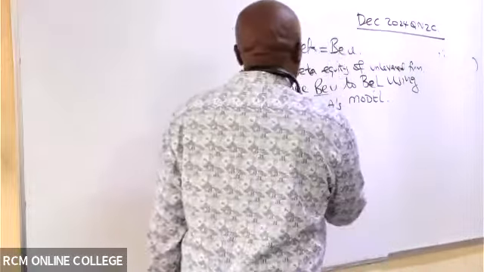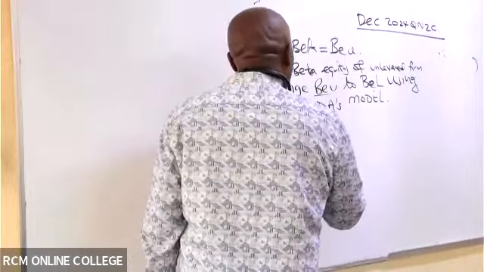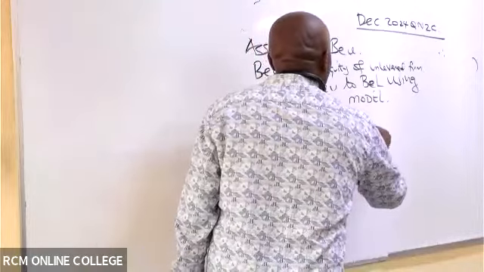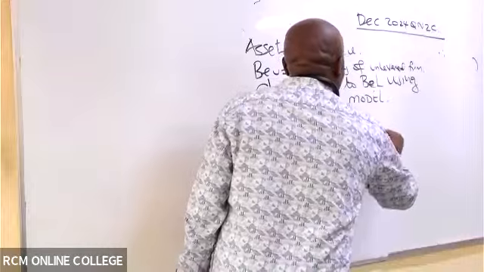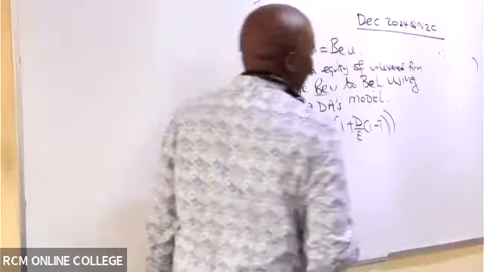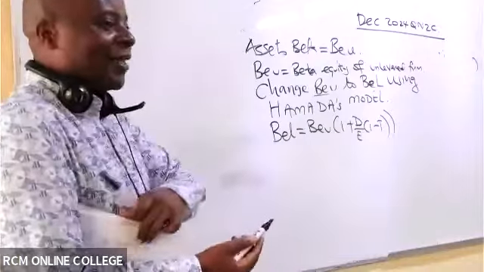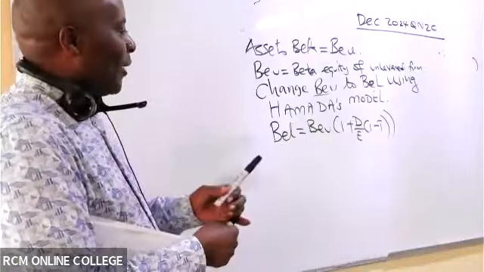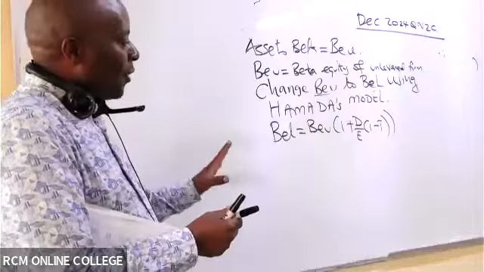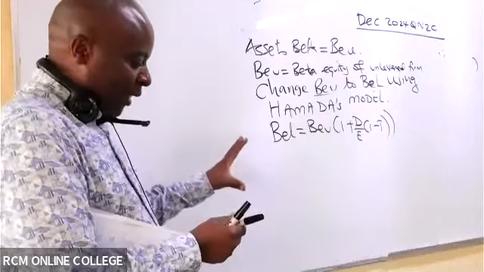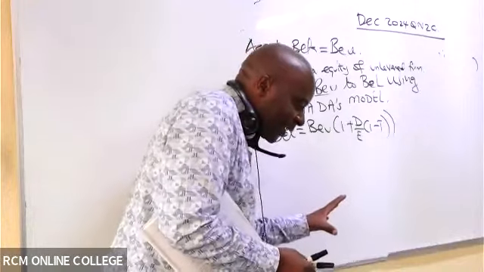So we used to say here that BEL equals BEU into 1 plus debt over equity less tax. Very important formula. Hamada's model goes like this. BEL equals BEU into 1 plus debt over equity, less what here somebody? Tax.